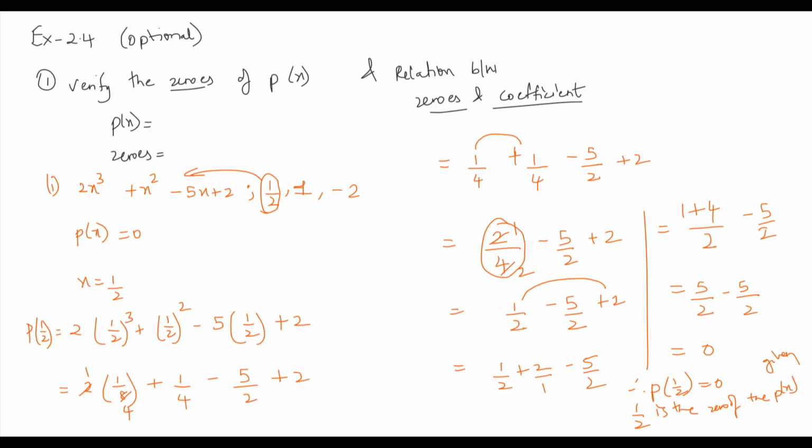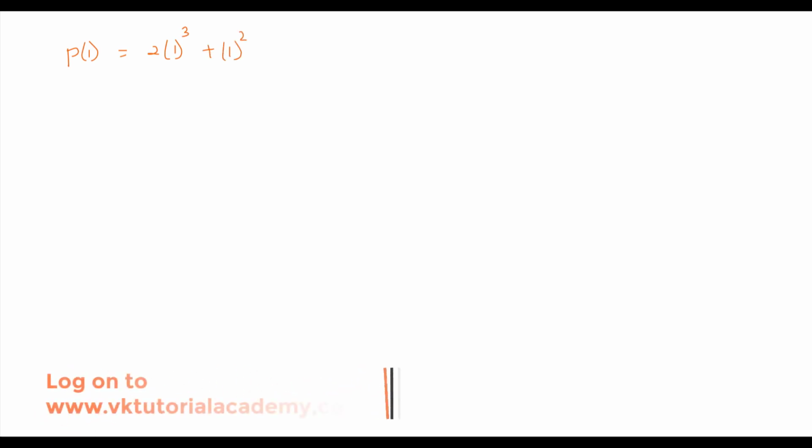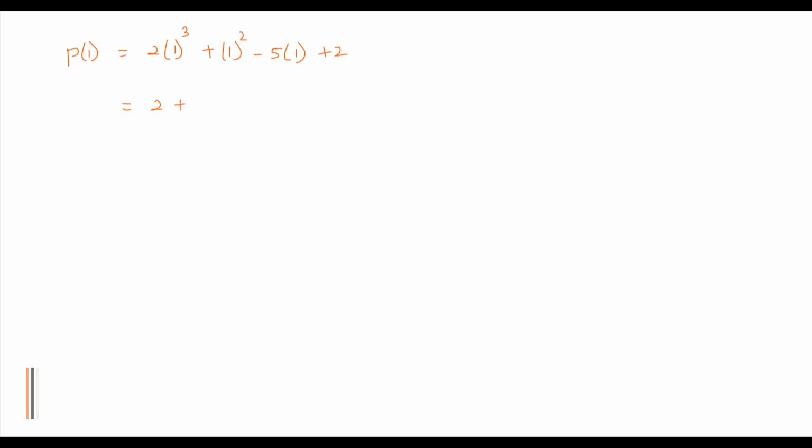Similarly, do for p of 1 as well. So for p of 1, it is 2 into 1 cube plus 1 square minus 5 into 1 plus 2. That gives us 2 into 1 cube is 2, 1 square is 1, minus 5 plus 2. Okay, 2 plus 1 is 3, 3 plus 2 is 5. Hence we get 5 minus 5, which equals 0. So p of 1 also we got as 0. Hence 1 is also the 0.